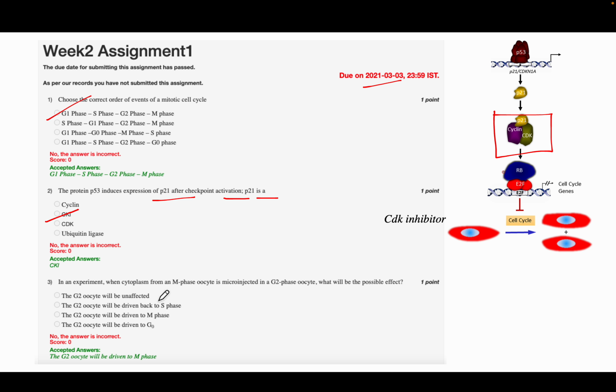Now we'll go to the next question. In an experiment, when cytoplasm from an M phase oocyte is microinjected into a G2 phase oocyte, what will be the possible effect? We know from the experiment of MPF that if we microinject any substance from an M phase oocyte into a G2 phase oocyte, the G2 oocyte will also be driven to M phase, as the cytoplasm contents from M phase have MPF, that is mitosis promoting factor. So the answer is that the G2 oocyte will be driven to M phase.